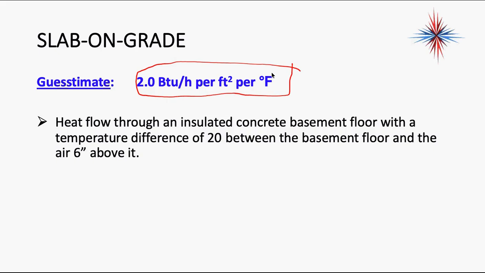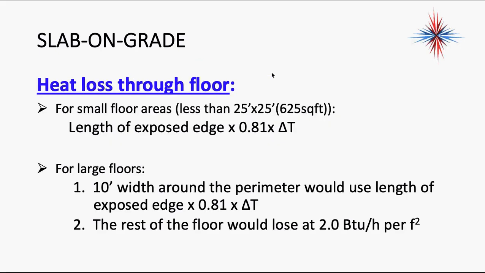Okay, that's a magic number. Use it. For smaller floor areas, you take the length of the exposed edge. Basically you measure the perimeter around the floor. That's all concrete. You take the length of the exposed edge, multiply by 0.81 times delta T, and that gives you your Q value.